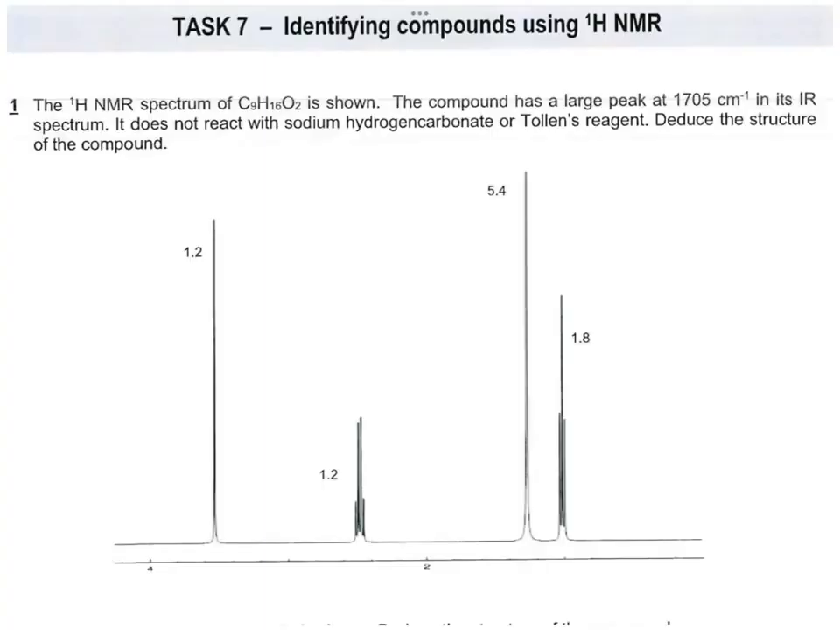This example is taken from task 7 in your chem sheets. Normally you have more information than just the splitting pattern on the NMR. For example, in this case, you've been told that the molecule has a molecular formula C9H16O2. It also tells you that it's got a large peak at 1,705 centimetres to the -1 in its infrared spectrum.